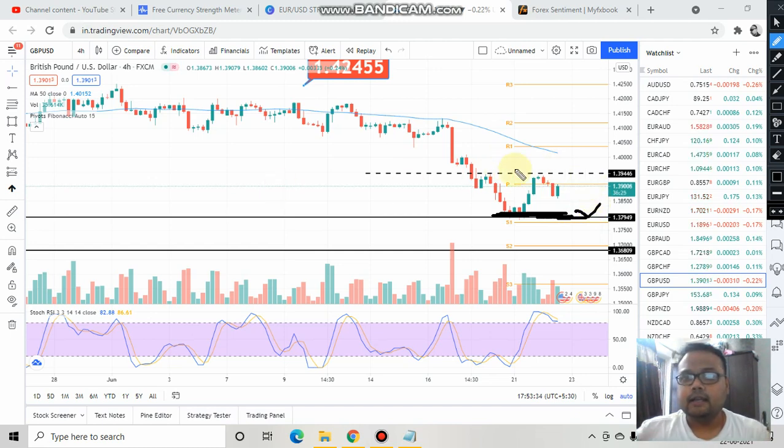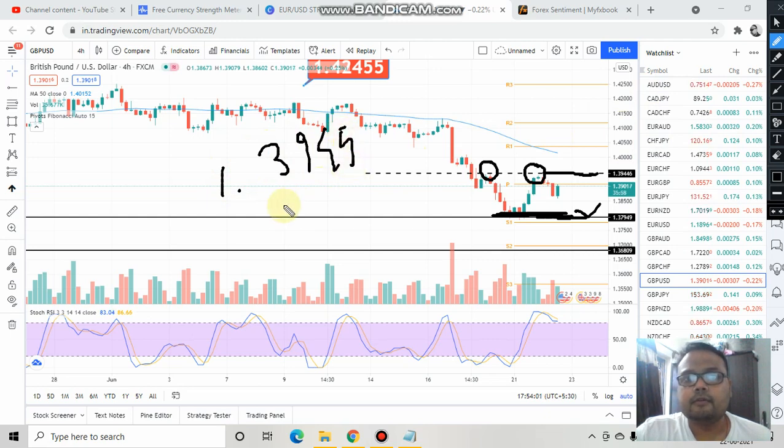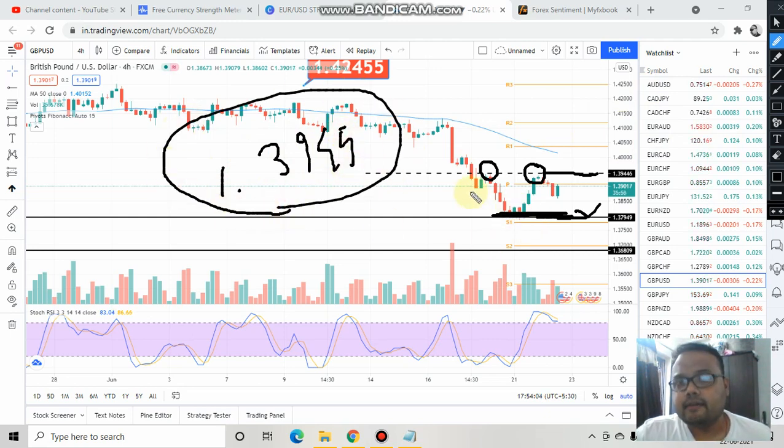On the other hand, as you can see, we have one resistance also. If market goes up and hits this level, I'm not saying that market will reverse, but still there is a possibility, looking at the present strength of US dollar, that market may reverse. So if market hits this particular resistance level, 1.3945, then just observe the price. If you see that GBP USD is strong, market has formed a fat green candle, then just avoid. Do not short the market, and do not go for buy also.